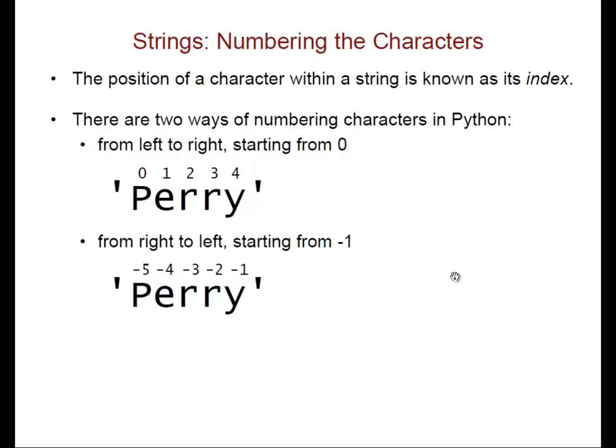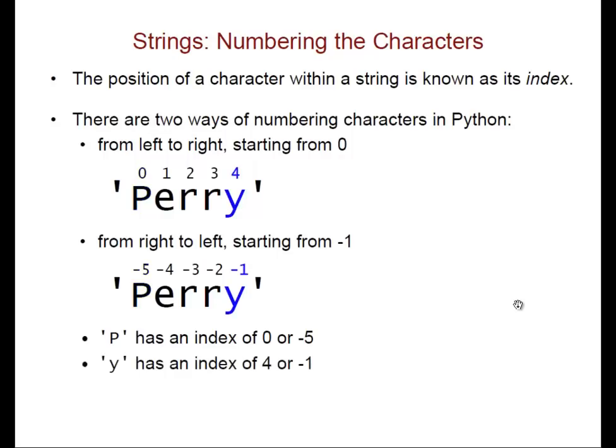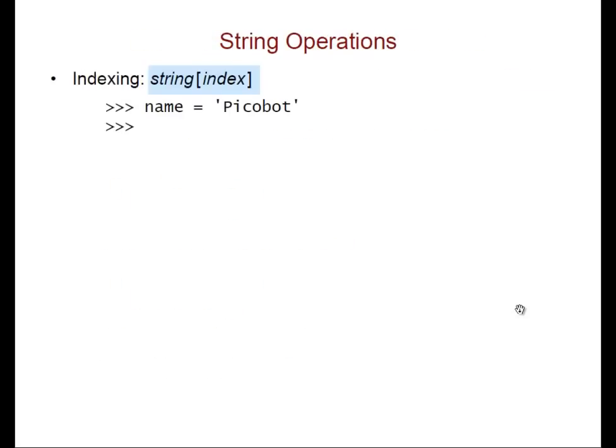Okay, so what does that mean? It means for this particular string, Perry, the P, we could use either an index of 0 or -5 in order to refer to it. And for the y, we could use either 4 or -1. Given these index values, we can do a variety of things.